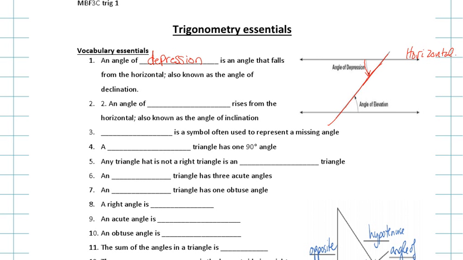The other description is an angle of blank rises from the horizontal. So the other one, which is the angle of elevation, is the one that's rising. Rising means going up from the horizontal, so measured up from the horizontal. It's also called the angle of inclination.